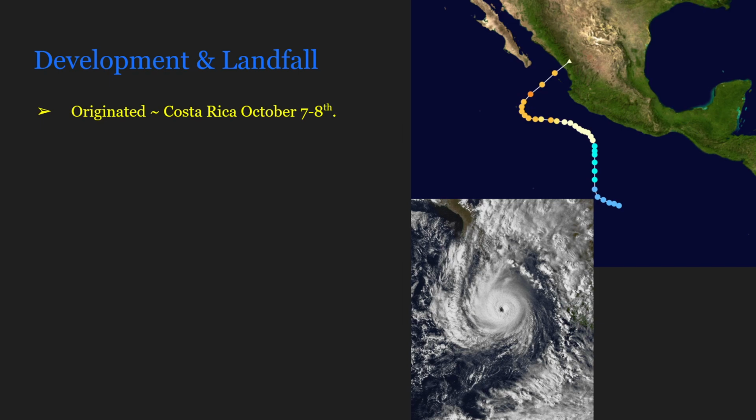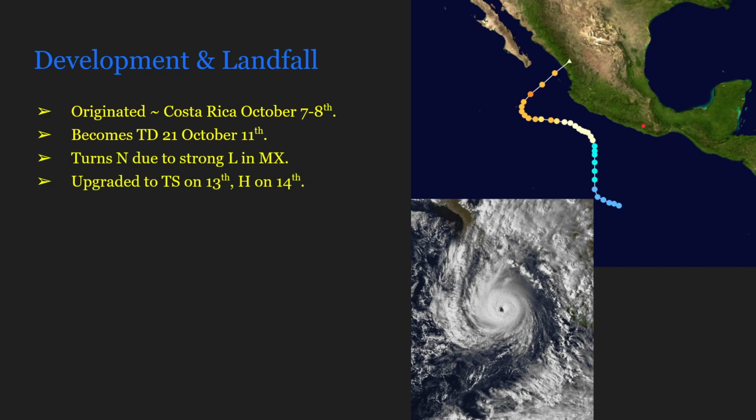Its entire life essentially happening in the Eastern Pacific, aside from originating near Costa Rica, I should say. Tico becomes TD21, Tropical Depression 21, on the 11th of October, a fair bit away from the Gulf of Tehuantepec. I think it's that little indent there. Needless information that I stored in my brain. Now, Tico turns to the north, being brought inwards due to a strong low pressure around the middle of Mexico.